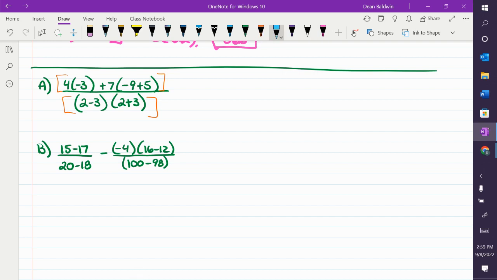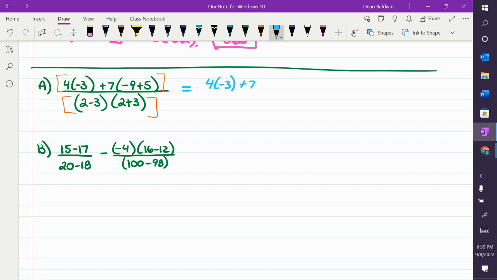So if we just look at the top of this one, what do I do first? I'm just looking at this bit here. The brackets. So negative 9 plus 5. What is negative 9 plus 5? Negative 4, right? I need a number line up here. Boom. 0. Negative 9. If we're adding, we're going which way? To the right. You go 5 units to the right, you end up at negative 4. So negative 9 plus 5 is negative 4.